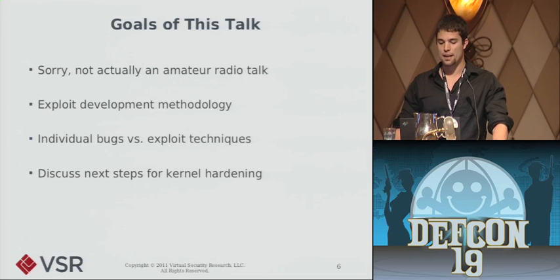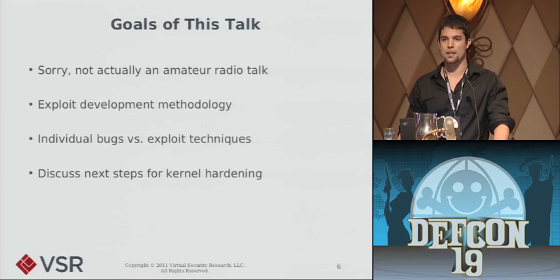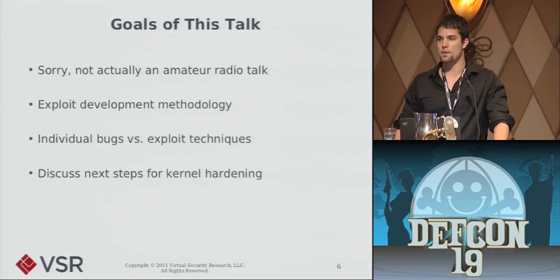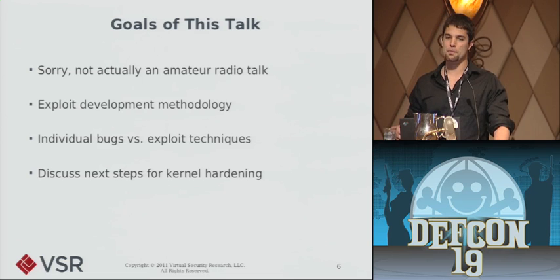What I hope you guys will get out of this talk: this is not actually an amateur radio talk, despite the really misleading title. We're going to talk about enough of amateur radio to understand the vulnerability that I'm using. But really, this is a vehicle for me to talk about exploit development methodology. So hopefully, if you don't have any experience writing exploits, you'll get a sense of what some of the building blocks are that we can use to exploit these kinds of vulnerabilities. What are some of the steps that we need to go through?